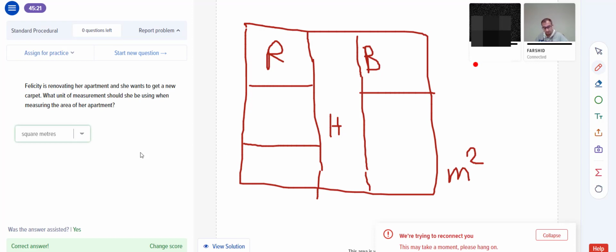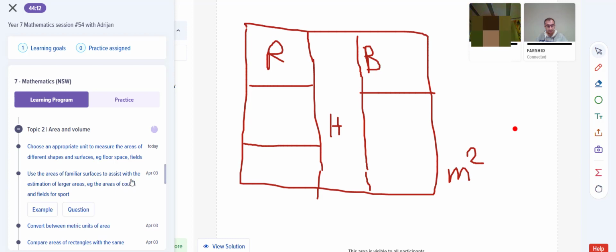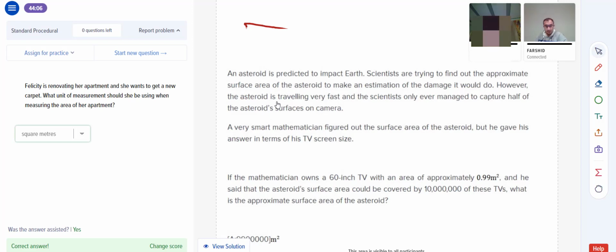Yes, good job. In the next part, we plan to use the areas of familiar surfaces to assist with the estimation of larger areas, for example, the areas of courts and fields for sport. An asteroid is predicted to impact Earth. Scientists are trying to find out the approximate surface area of the asteroid to make an estimation of the damage it would do. However, the asteroid is traveling very fast and the scientists only ever managed to capture half of the asteroid's surfaces on camera.